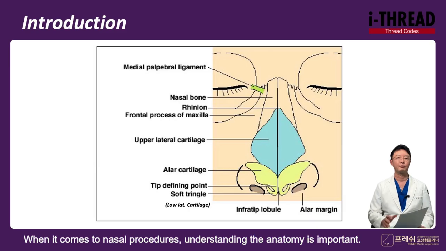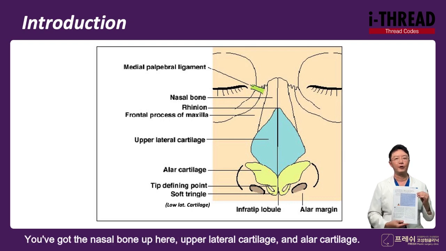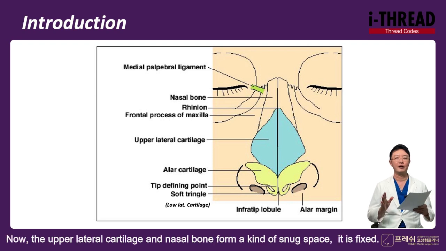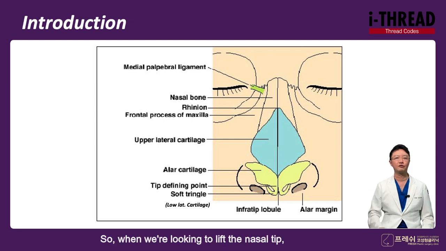When it comes to nasal procedures, understanding the anatomy is important. There are a couple of areas in the nose that require careful consideration. You've got the nasal bone up here, upper lateral cartilage, and alar cartilage. Now, the upper lateral cartilage and nasal bone form a kind of snug space. It is fixed. So, when we're looking to lift the nasal tip, we need to work with the alar cartilage.